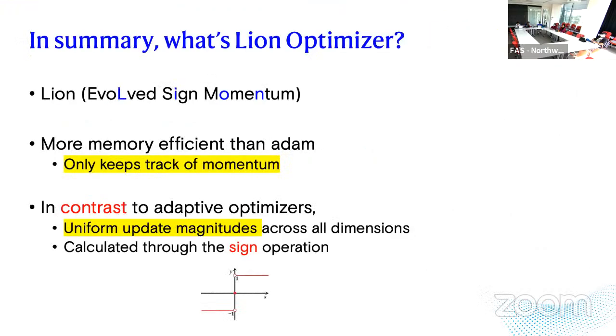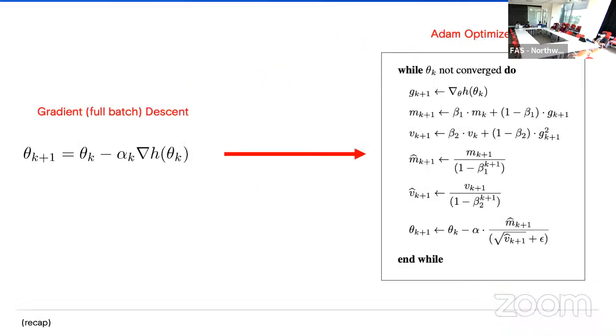Compared to that, this method keeps only the momentum, and rather than adaptive learning rates for all the dimensions, this method has uniform magnitudes. So this seems somewhat unintuitive compared to 2015-2016, when people came up with this adaptive method so that we can have different learning rates for different parameters. In essence, it seems a bit unintuitive, but let's get into how this can be helpful.